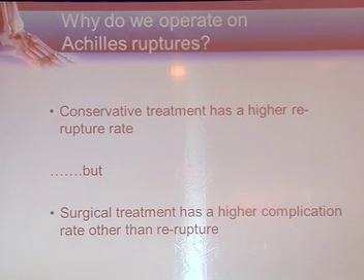So why do we operate on them? Well, fundamentally, the literature does suggest that a conservative Achilles tendon treatment group has a higher re-rupture rate, and those meta-analyses that Jit referred to, with the exception of the most recent American study, which may not actually represent UK practice, suggest that the re-rupture rate is higher in non-operatively managed cases. Surgical treatment has got a higher complication rate other than re-rupture, and that's really fairly obvious, I think.